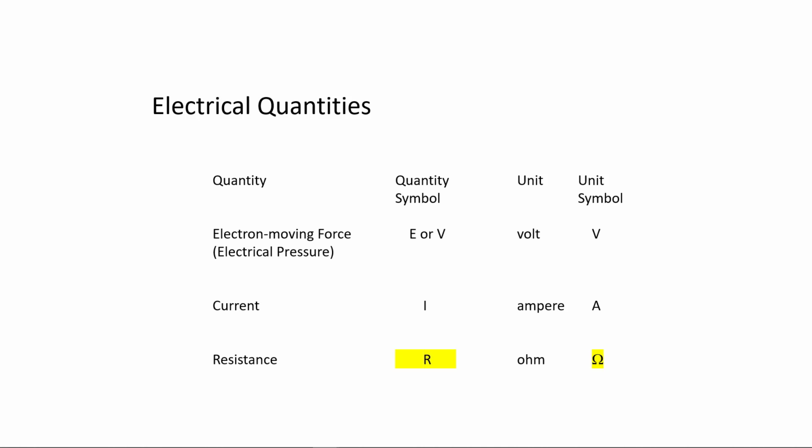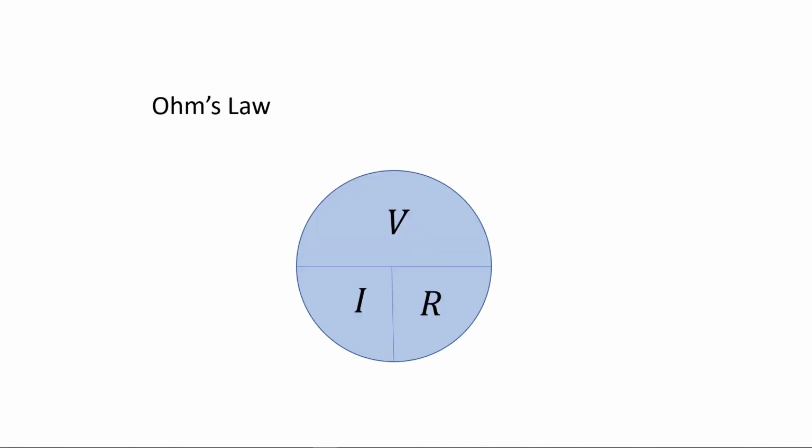Quantity symbols are short forms for the quantity that are used in mathematical formulas, and unit symbols are short forms for the unit. If you're interested, the convention for units named after someone is to write the unit name in lowercase and use the uppercase first letter of their name for the symbol.